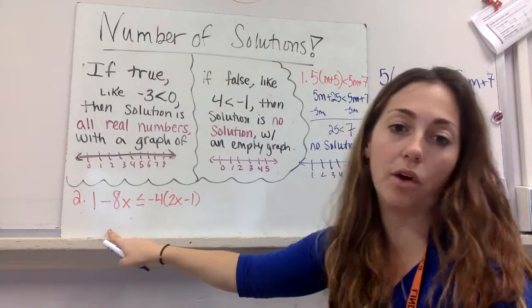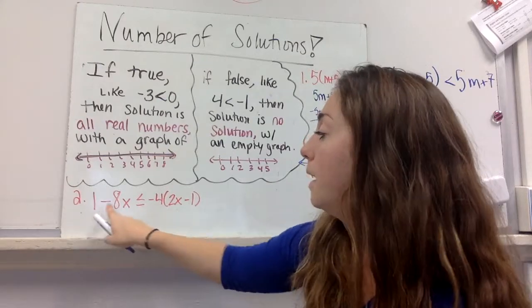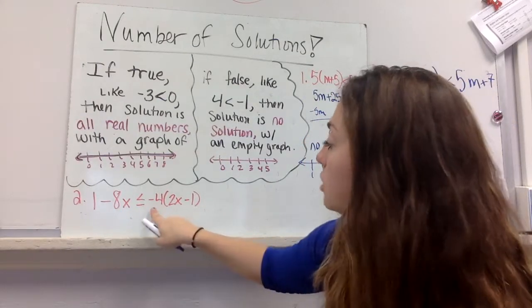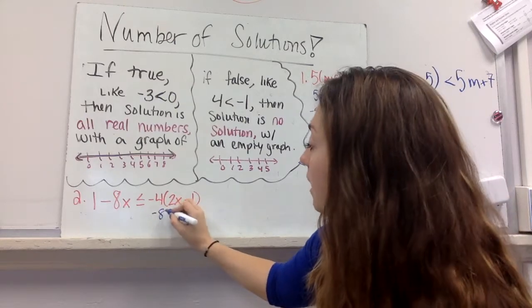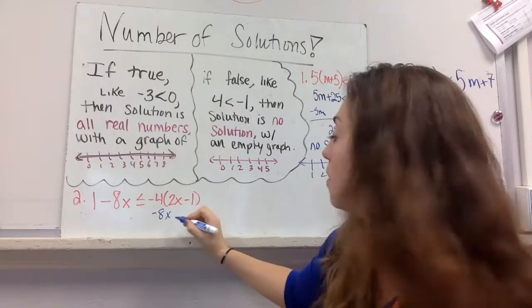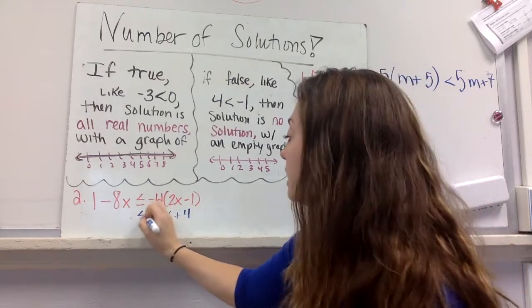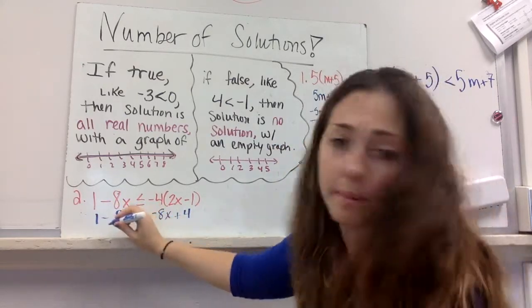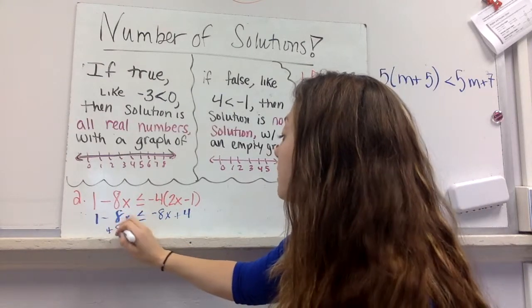For my second one here, I want you to practice this one. I have 1 minus 8x is less than or equal to -4 times 2x minus 1. I distribute the -4. I get -8x, -4 times -1, that's +4, less than or equal to 1 minus 8x. Eliminating my variables, I'm going to add 8x to both sides.